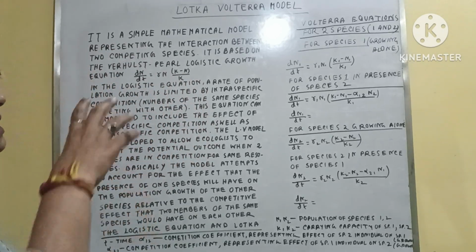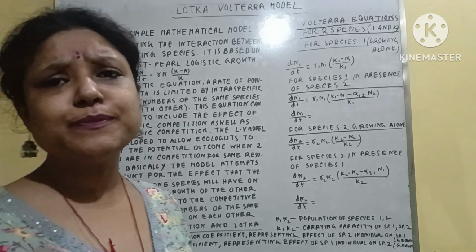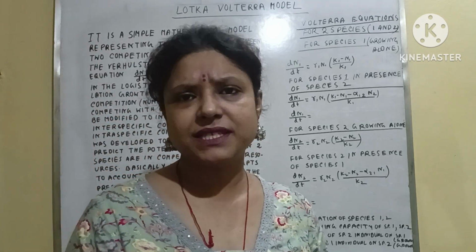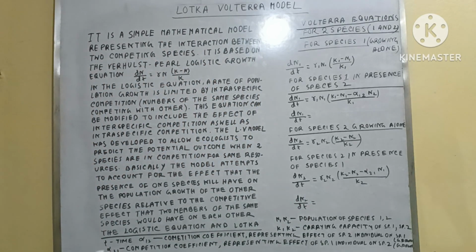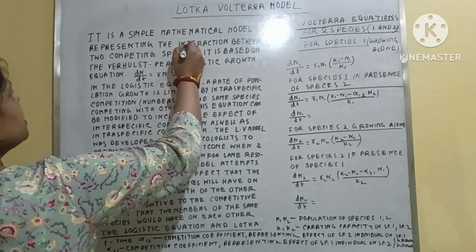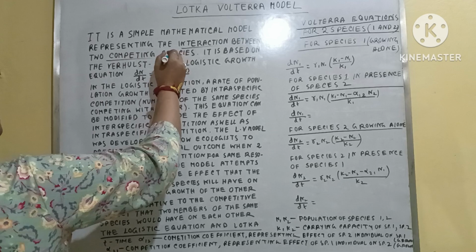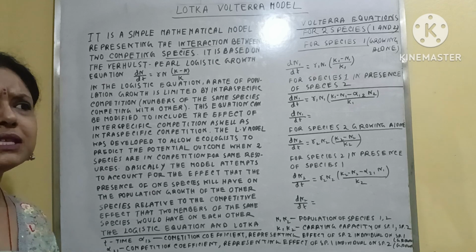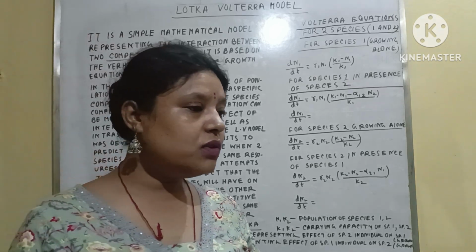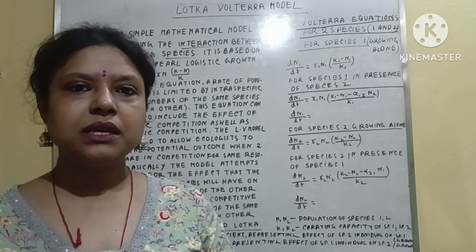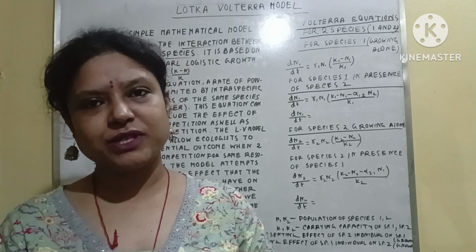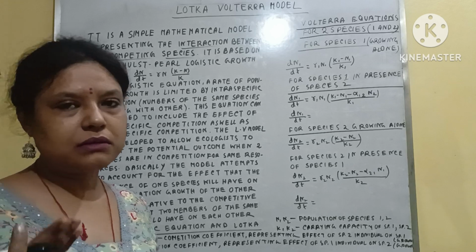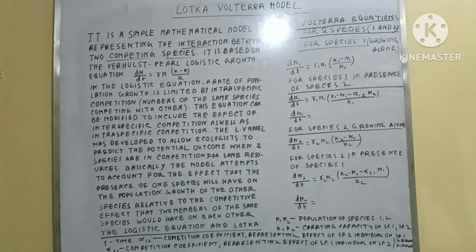So this model is related to that interspecific or intraspecific competition. This is a simple mathematical model which generally helps to represent the interaction between two competing species, where this competition generally occurs when the resource is common for species 1 and species 2. At that time, this competition is seen.